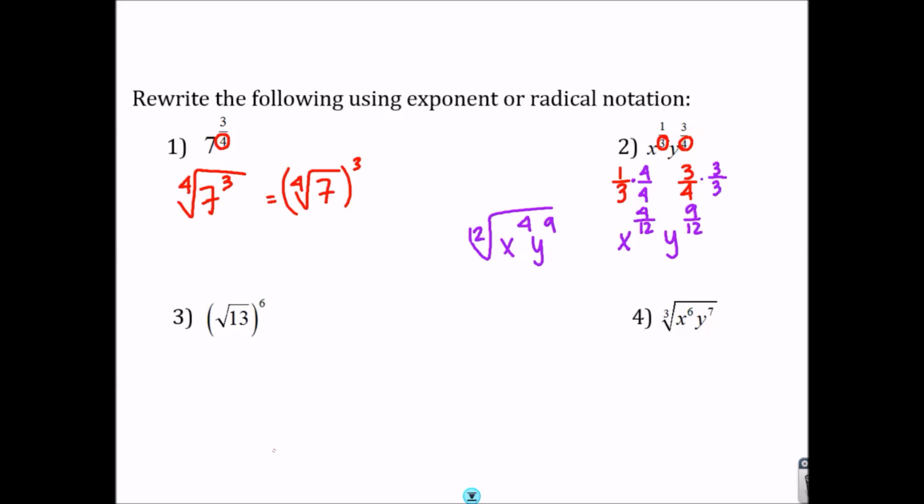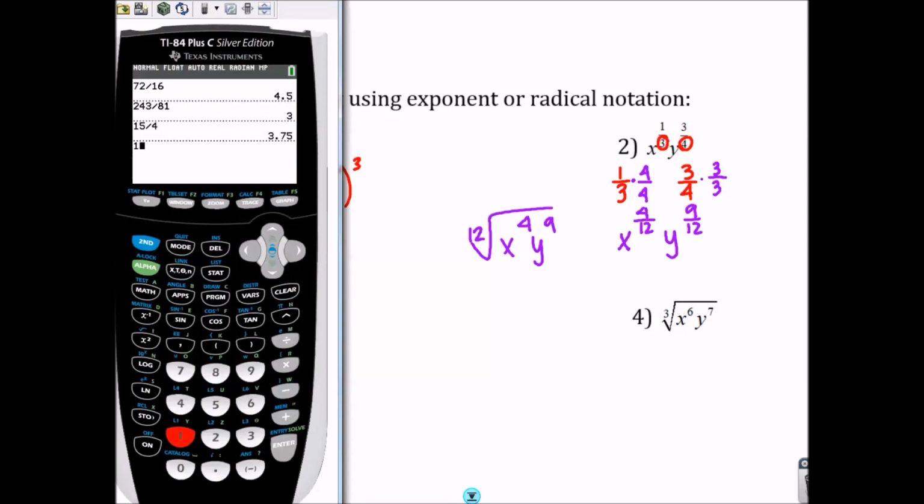For number 3, we have the square root of 13 to the 6th power. Now, square roots can be a little bit tricky because the index is not written. Square root has an index of 2. So when you write this, you have 13 to the 6 over 2 power. Make sure that the index is the denominator. And you can simplify this to be 13 cubed, which, if you type that in your calculator, is 2,197.